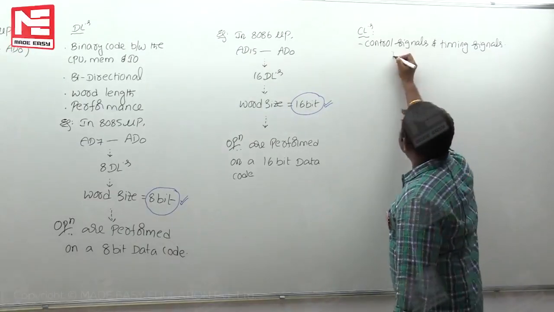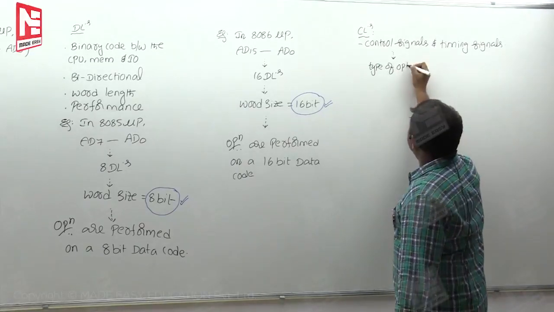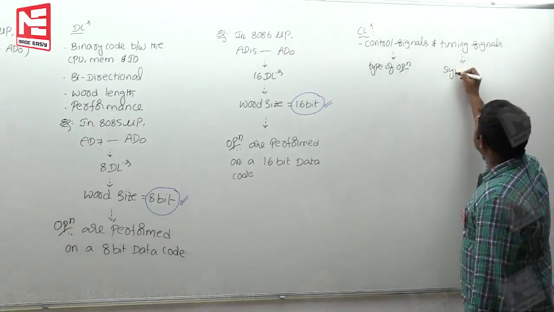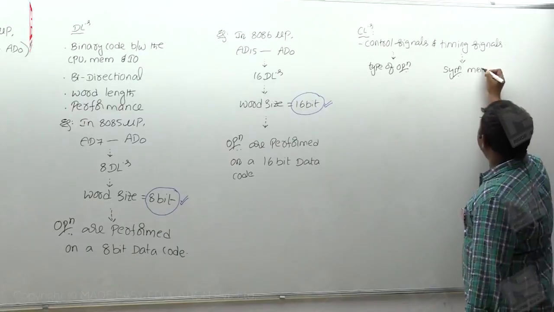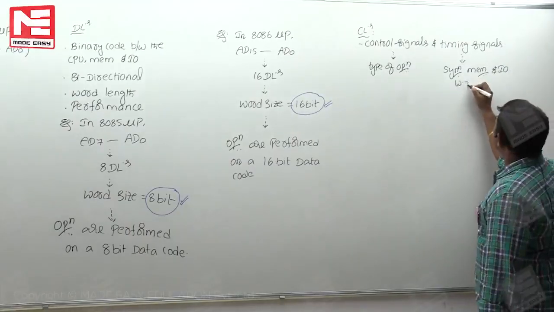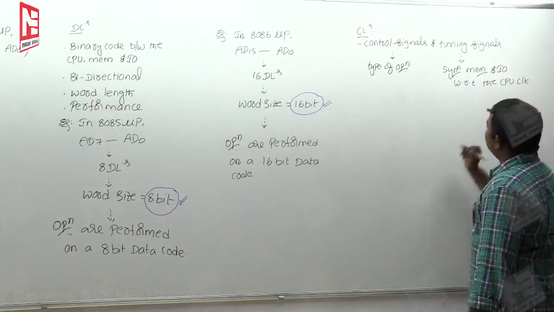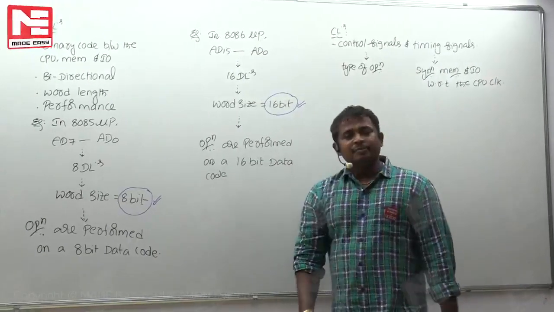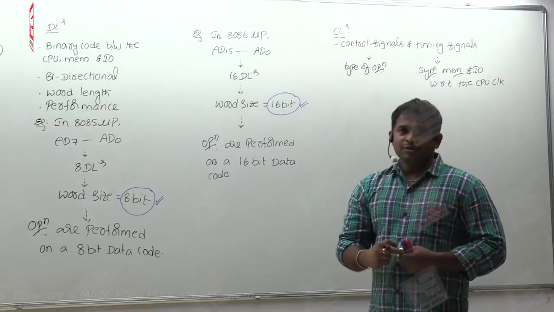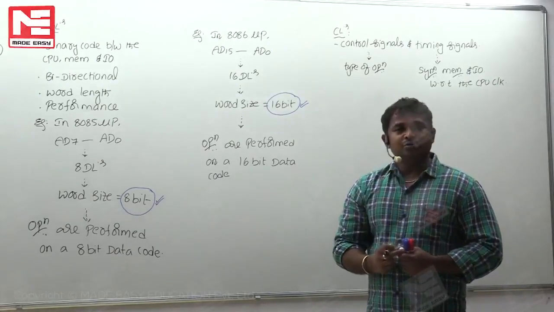Here control signals are used to indicate the type of operation, read and write operation for memory. Then timing signals are used to synchronize the memory and IO operations with respect to the CPU clock. Because in the entire computer, only one clock is there, and that is present in the CPU. Therefore, timing signals are used to synchronize the memory operations and IO operations with the CPU clock.